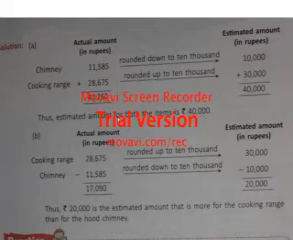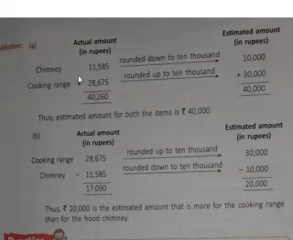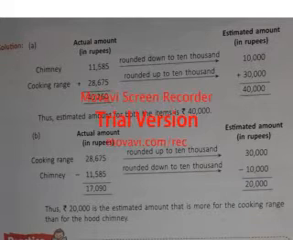40,260 will become the answer. Okay. In the same way, when we rounded it up, 11,000 becomes 10,000 because in the thousands place there is only 1, so nothing will be added to 10,000. But in the cooking range, in the thousands place there is 8, that is greater than 5, so 1 will be added, and it becomes 30,000. In the 10,000 place 1 will be added and all will become 0.